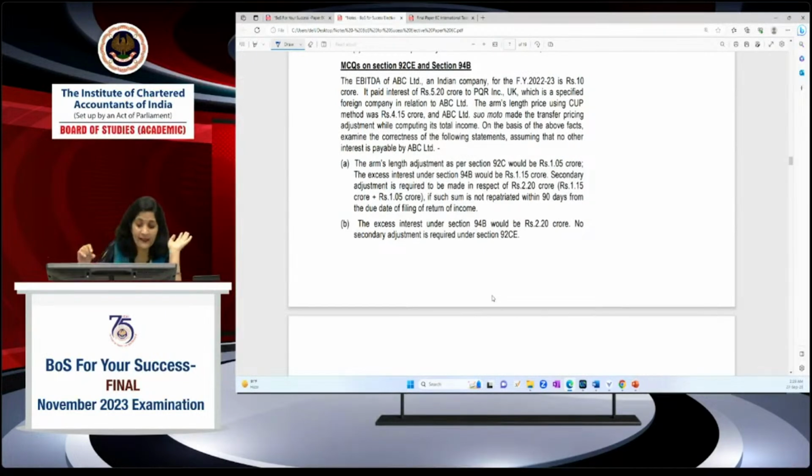Let's take this example quickly. Here, the EBITDA of an Indian company for previous year 22-23 is given as 10 crore. It paid interest of 5.20 crore to PQR Inc. How much interest is paid? 5.20 crore, which is a specified foreign company in relation to ABC. As per the CUP method, the arm's length price is 4.15 crore. And ABC Limited suo motu made the adjustment. कितना करेंगे? 10 crore है, 30% of EBITDA is 3 crores. ठीक है? How much is he paying? 5.2 crore.